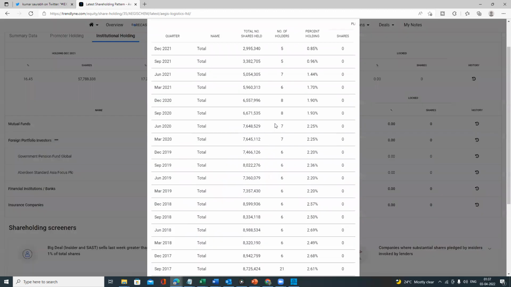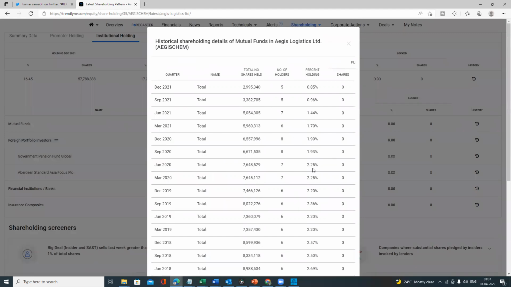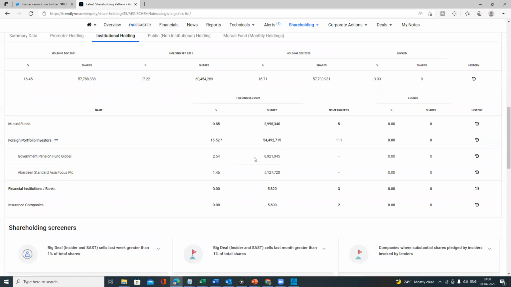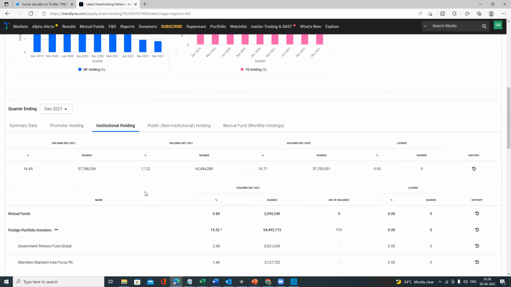So you get the complete history of mutual funds, and you can see here the same trend, how much they were holding and how the holding has decreased. Out of some 8 mutual fund houses, 3 are out and still 5 are remaining. So you can do this for each of these entities which are coming here.